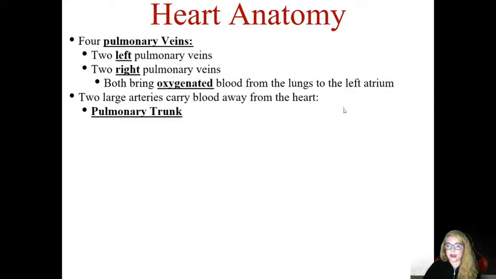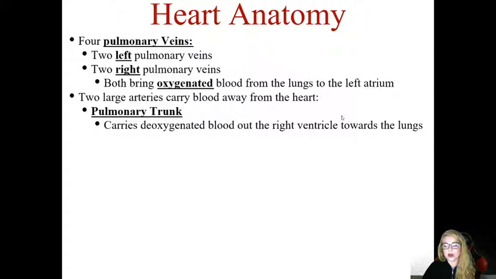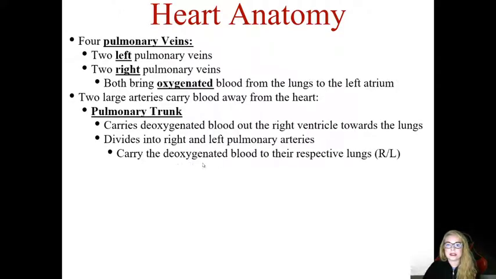Arteries away. Okay, and so the first is the pulmonary trunk, which is going to carry deoxygenated blood out the right ventricle towards the lungs. Okay, and the pulmonary trunk also divides into right and left pulmonary arteries. And the pulmonary arteries, again, away. The right and left pulmonary arteries carry deoxygenated blood to the respective lungs. So the right pulmonary artery is going to bring deoxygenated blood to the right lung, and the left pulmonary artery is going to bring deoxygenated blood to the left lung.